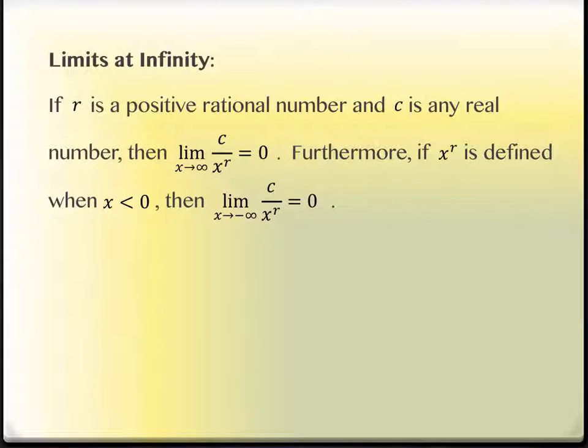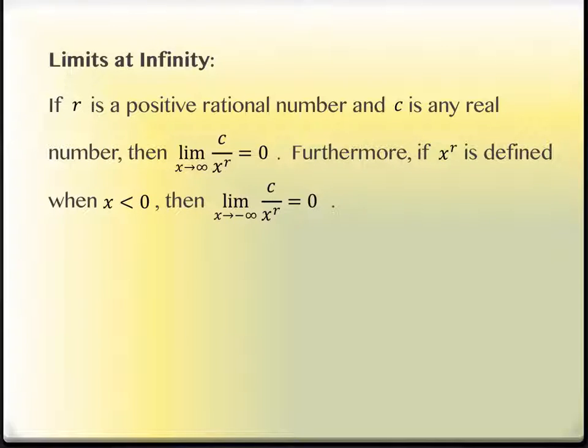Some of what's going on here happens with these rational functions we mentioned. If r is a positive rational number and c is any real number, we have a function that looks kind of like 1 over x. We're going to generalize it so c is any number on top, positive or negative, and the denominator is x to the r, where r is a positive rational number. It doesn't even have to be a whole number, but anything positive and rational.